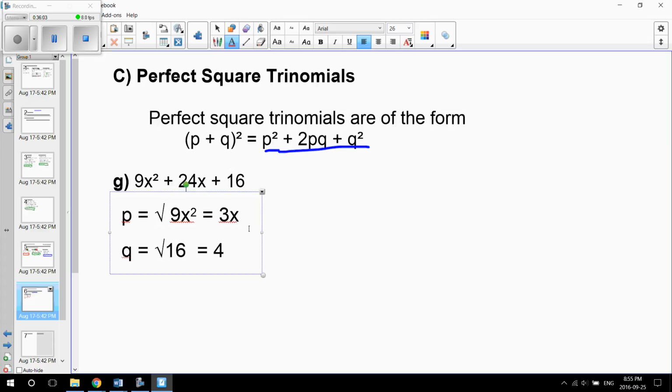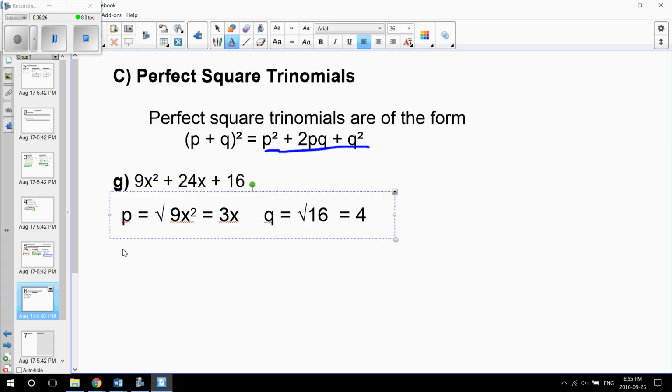And now that we have our p-value and our q-value, we need to make sure that it actually gives us this 2 times pq to make sure it is for sure a perfect square. So it's kind of like the checking, just like we did with the difference of squares, where we check to make sure it met all the conditions. This one too, we have to make sure it checks all the conditions of the perfect square before we can continue to factor using that special method.